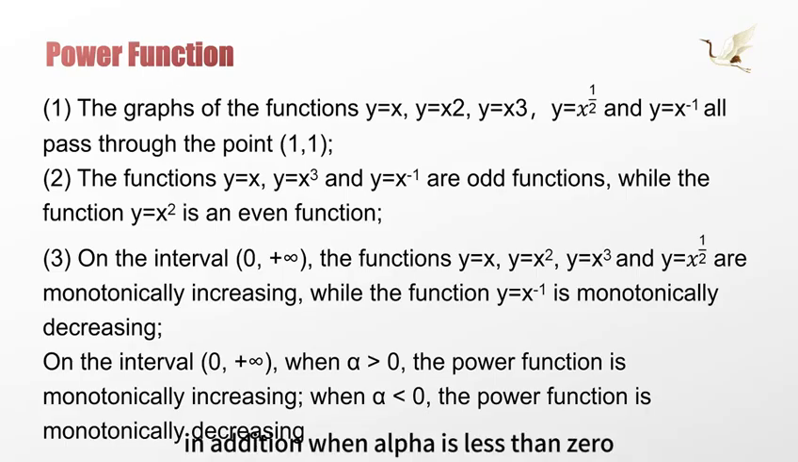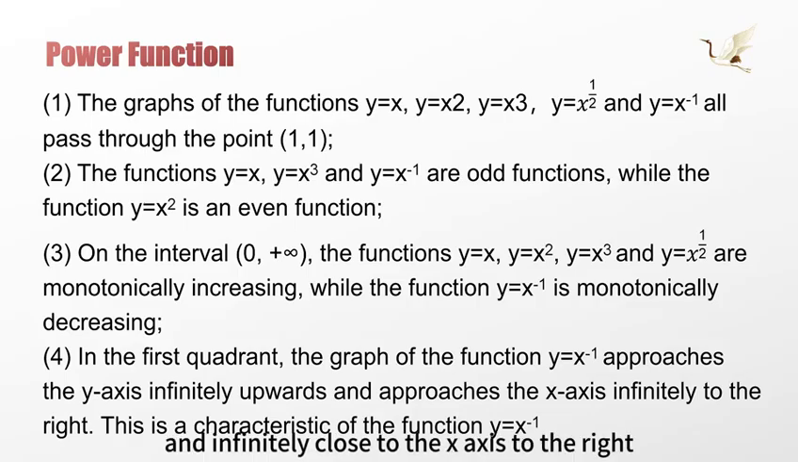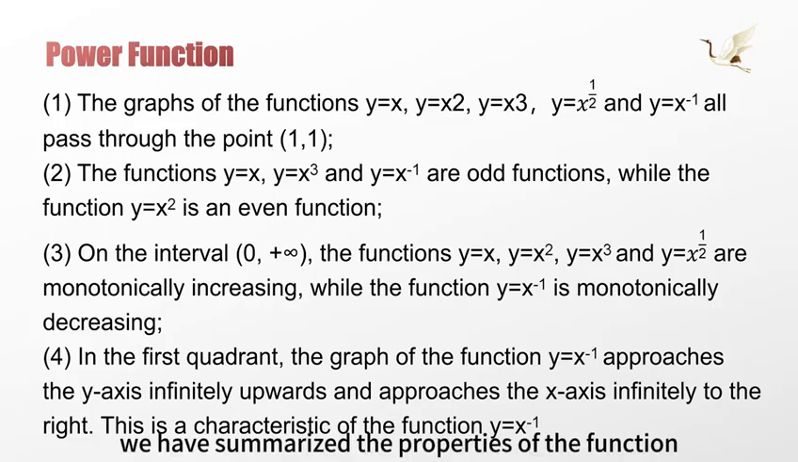In addition, when alpha is less than 0, there is another characteristic. In the first quadrant, the graph of the function y equals x to the negative power is infinitely close to the y-axis upwards and infinitely close to the x-axis to the right. In this way, we have summarized the properties of the function through its graph.